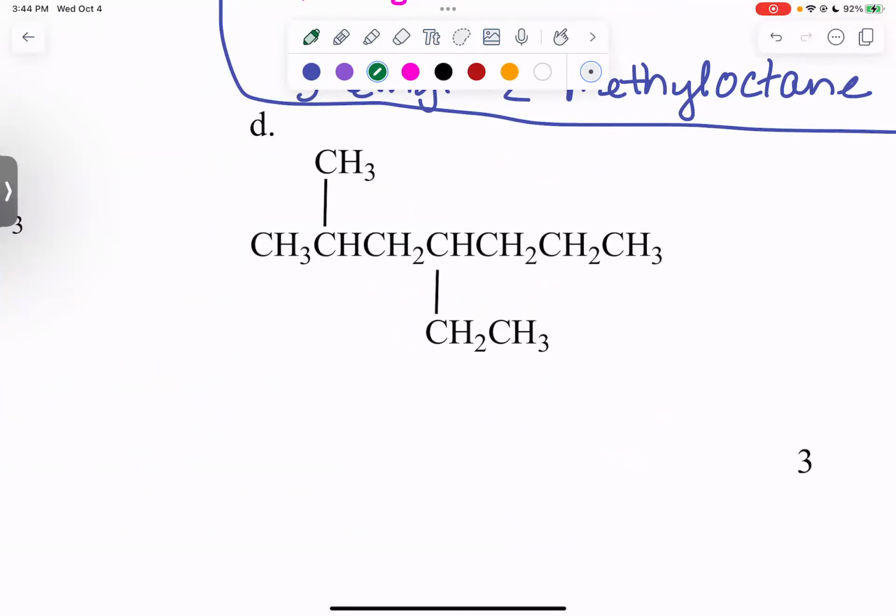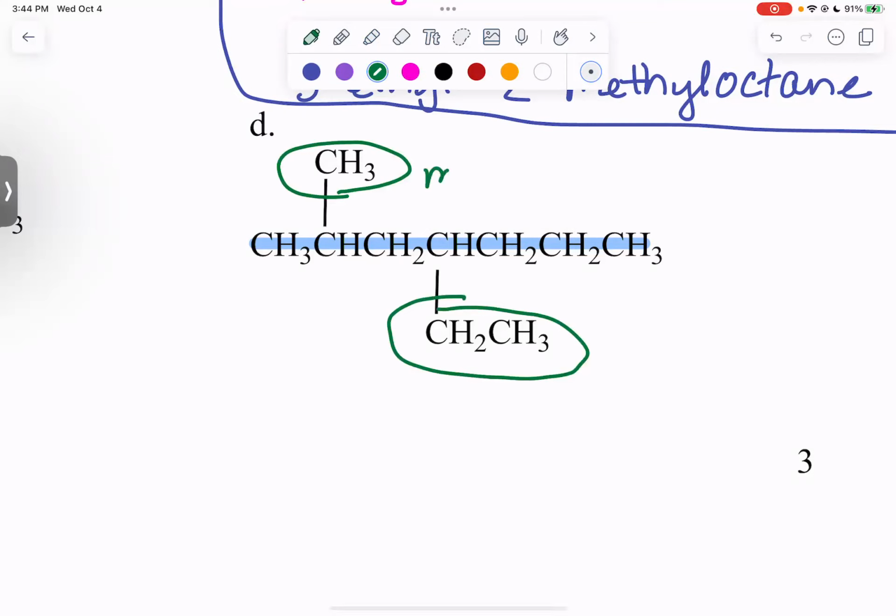So for this one, I'm looking for my parent, and I don't want to go up. I want to keep going straight. If I go down, I only get 2 more. But if I go straight, I get 1, 2, 3 more. So I want to go straight across on this one. You won't always go straight across, but try it out. So I have a methyl here and an ethyl here.